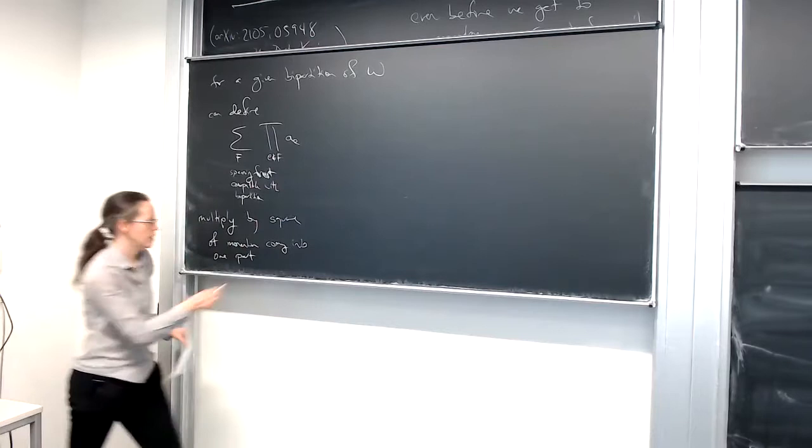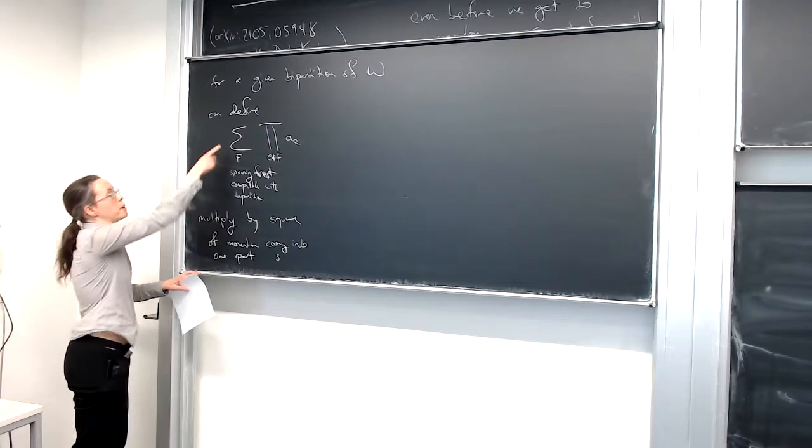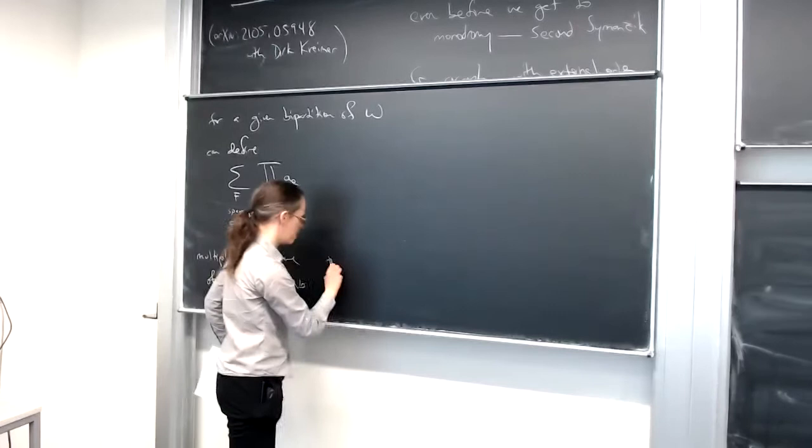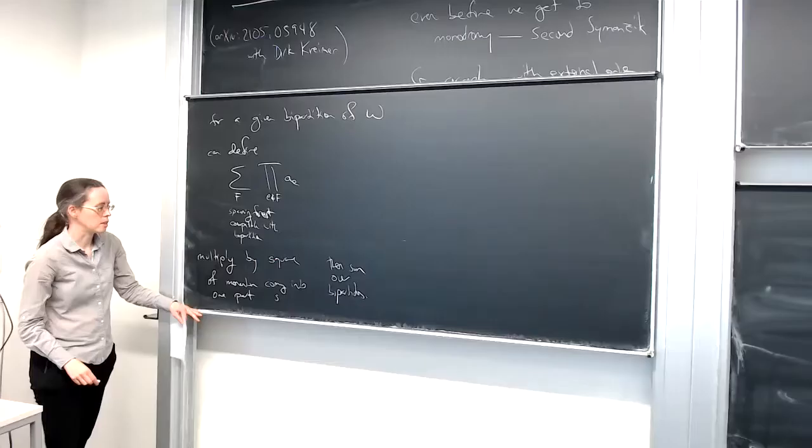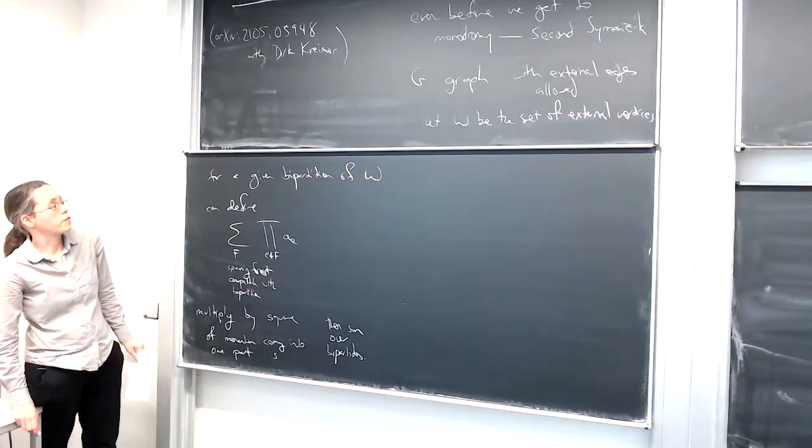And now that you multiply this guy by that, and then you sum over the different bipartitions, that gives you your second semantic polynomial, and you can use that as one of the ways that you can write down a Feynman integral for this guy, which I'm not going to write down because we don't need it for right now.